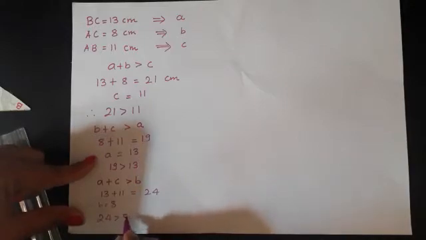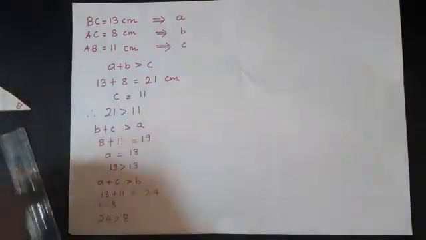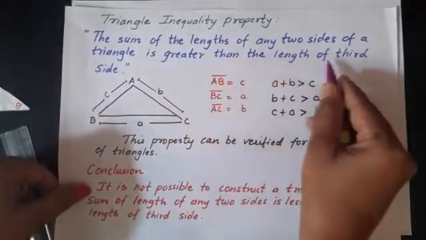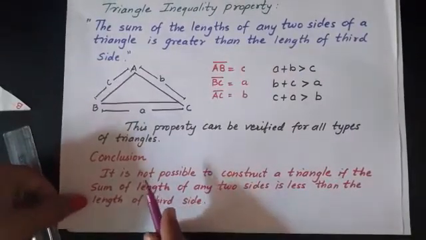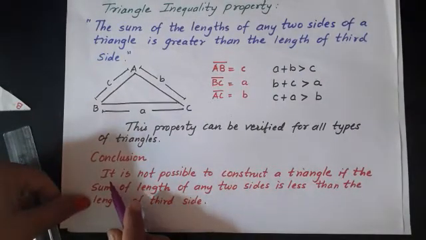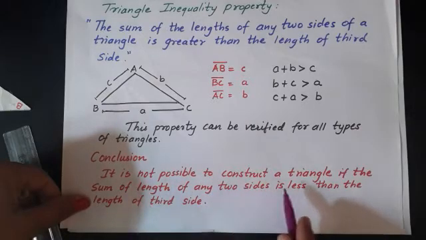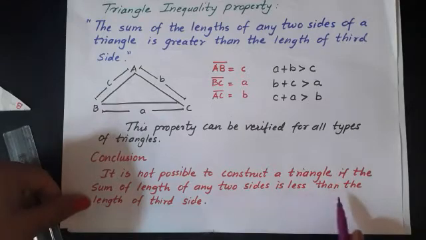So this proves that the sum of the lengths of any two sides of a triangle is greater than the length of the third side. And one more thing we can conclude from this is that it is not possible to construct a triangle if the sum of the lengths of any two sides is less than the length of the third side.